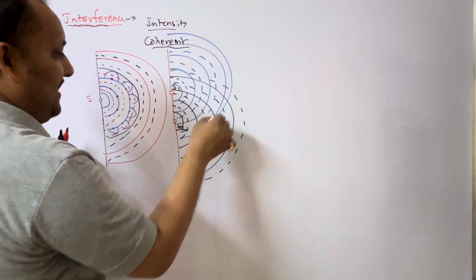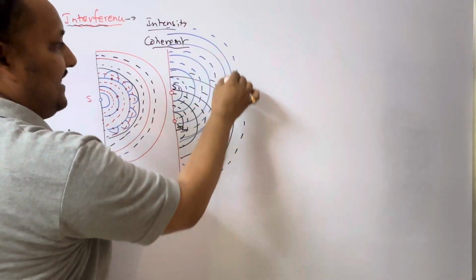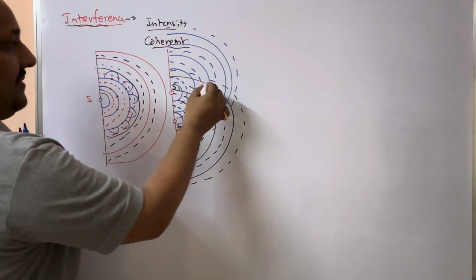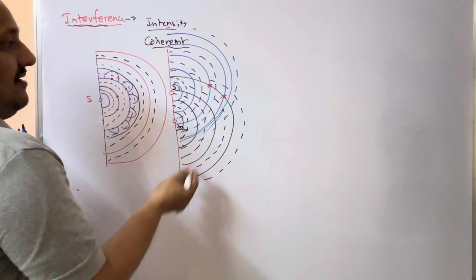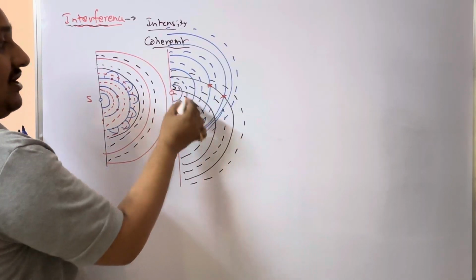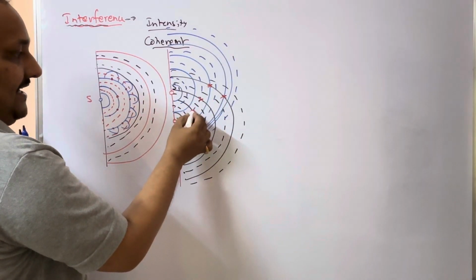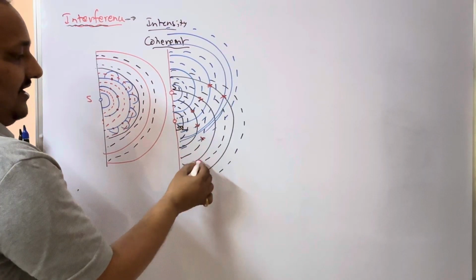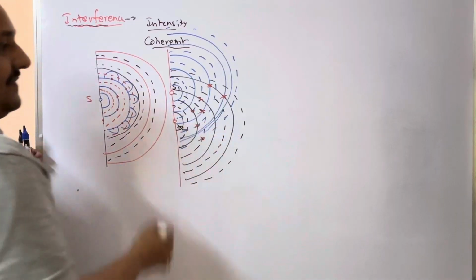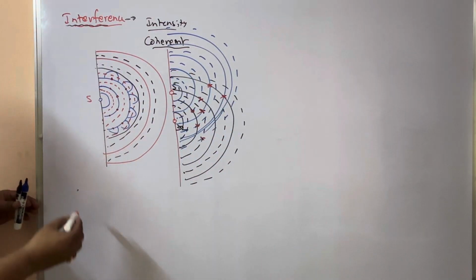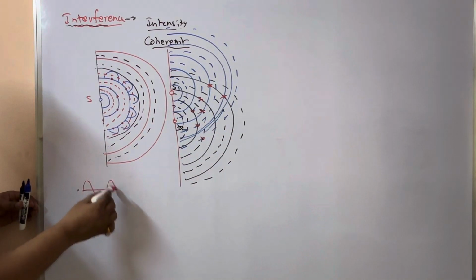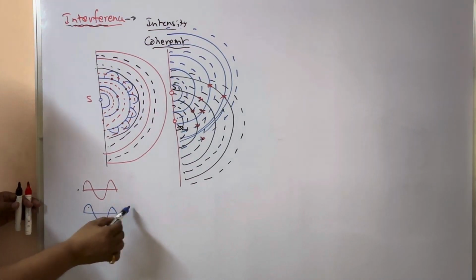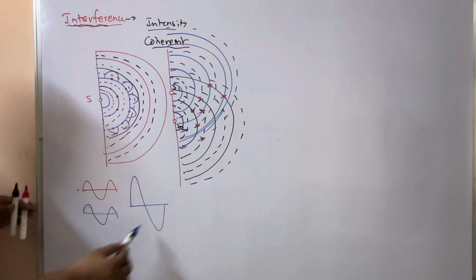Where thick lines are meeting, that is nothing but crest and crest meeting. Let us assume here. Where a thick line and a dotted line are meeting, this is dotted line and dotted line, that is crest and trough meeting. When crest and crest meet, this is one wave, this is another wave, and you will get a resultant like this.